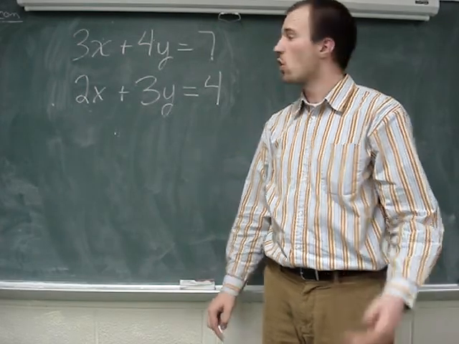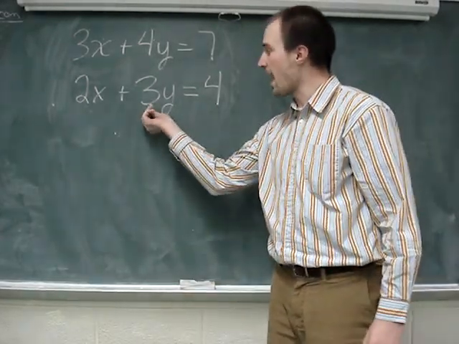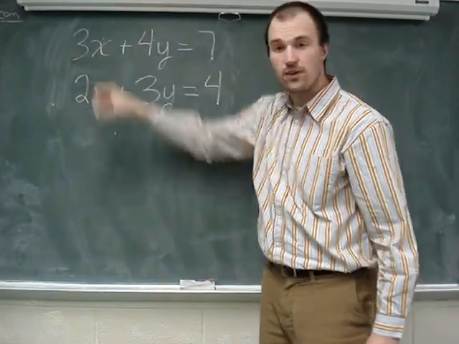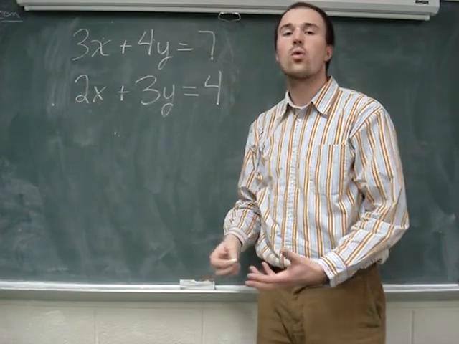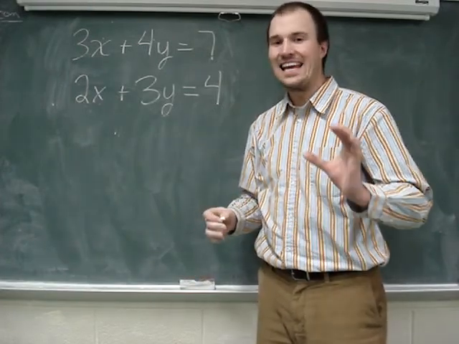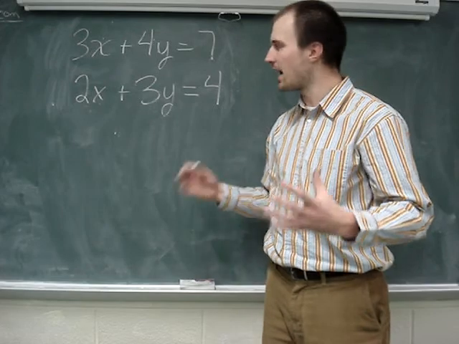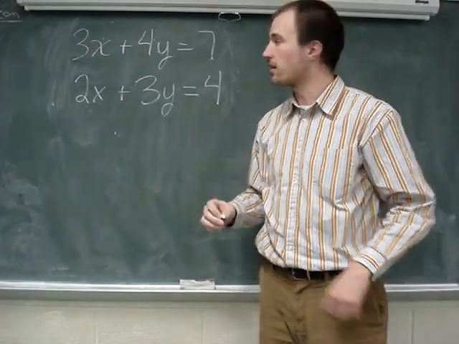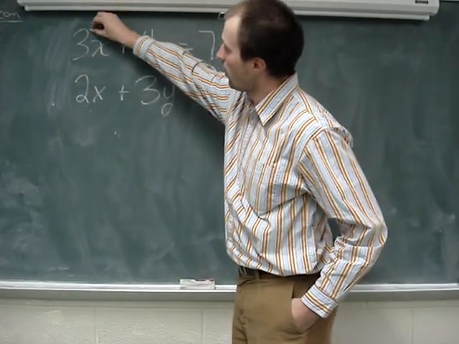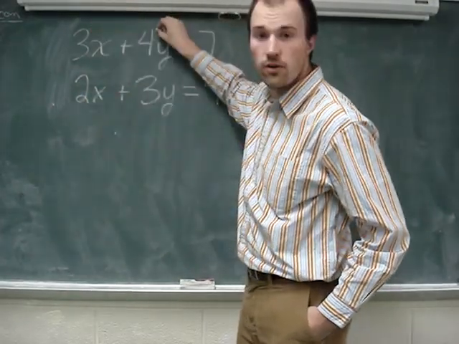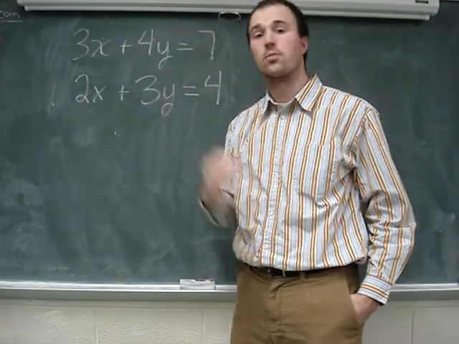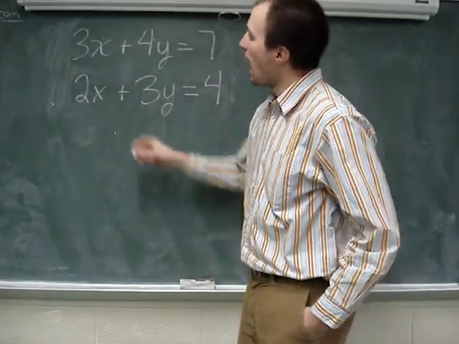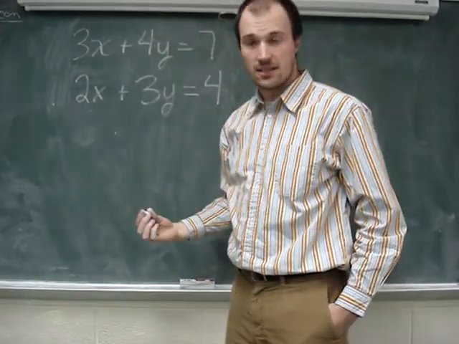In situations where we don't immediately have a y value that has exact opposites or an x value that has exact opposites, what we're going to do is multiply each entire equation by some number so that we end up with a common multiple either of 3 and 2 or of 4 and 3 in this case. One will be the positive and one will be the opposite or the negative.